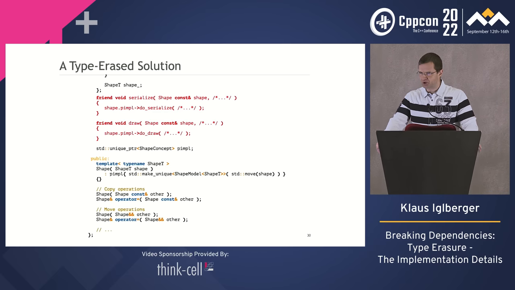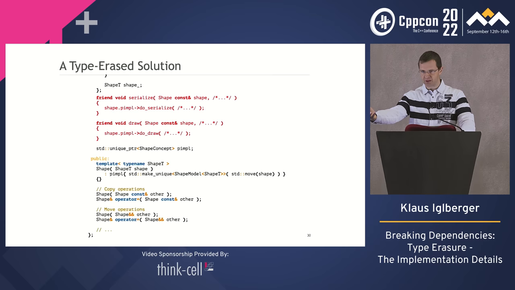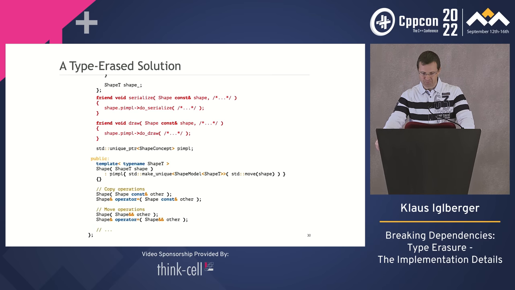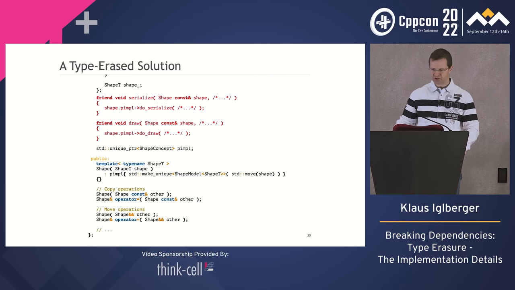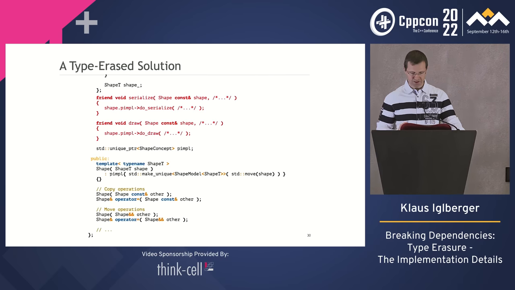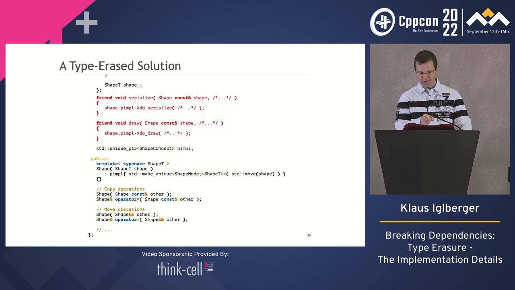This friend is a free function. It's not part of the class. We actually call this a hidden friend, because this is now injected into the surrounding namespace for exactly the shape that we have. So it doesn't have to be a friend. You could do it differently, but it turns out to be, I believe, the most reasonable design choice in this context. And these functions trigger the polymorphic behavior.